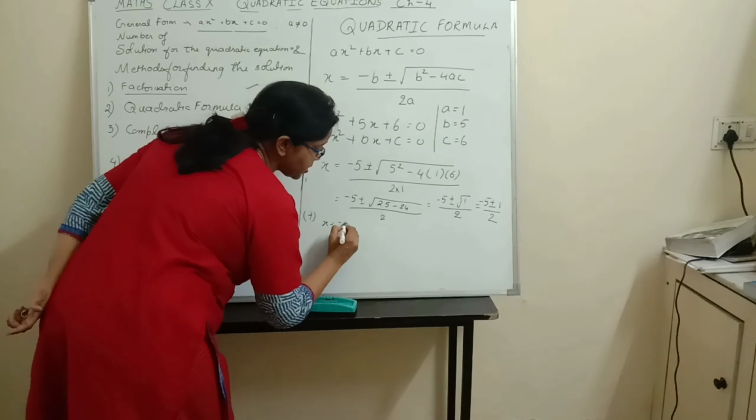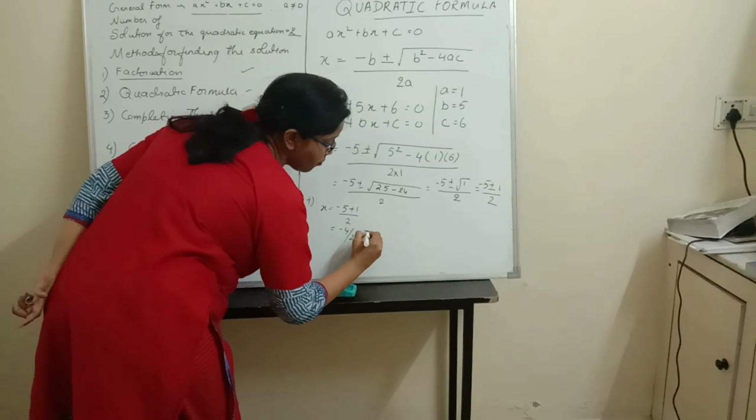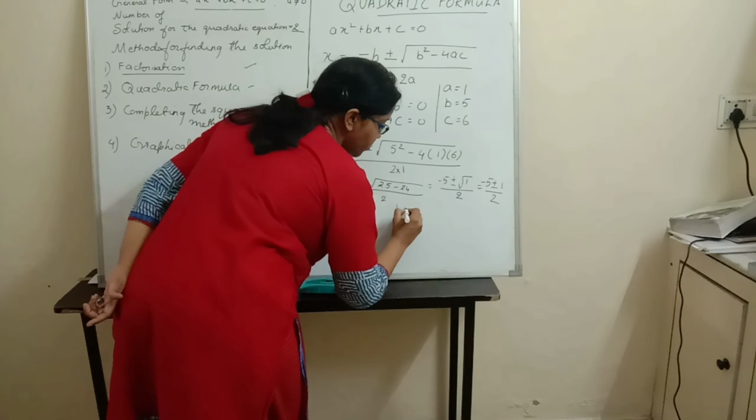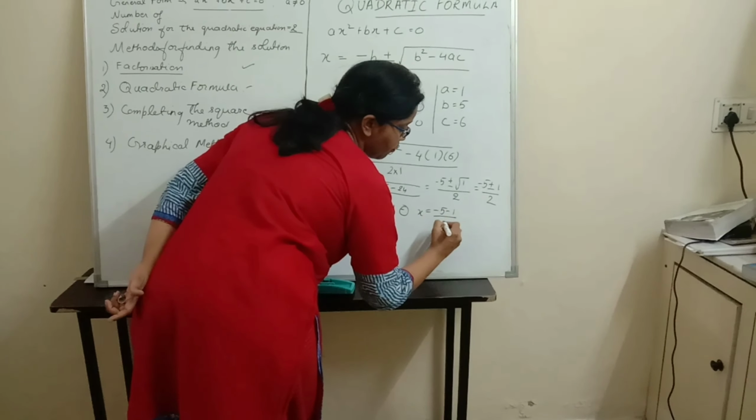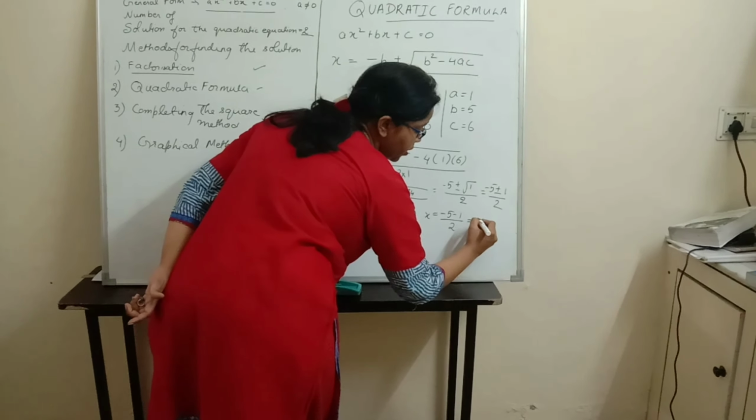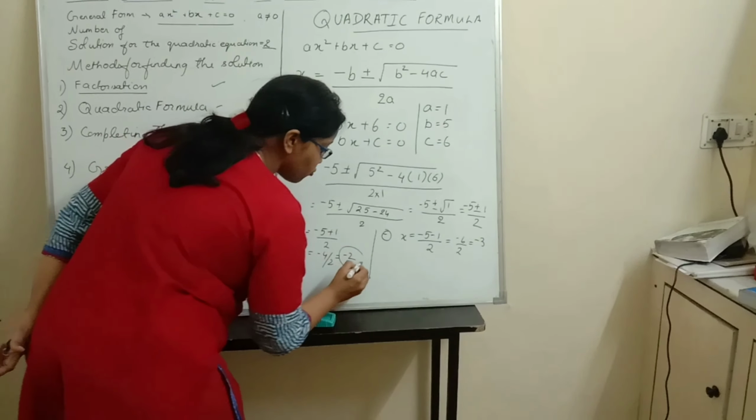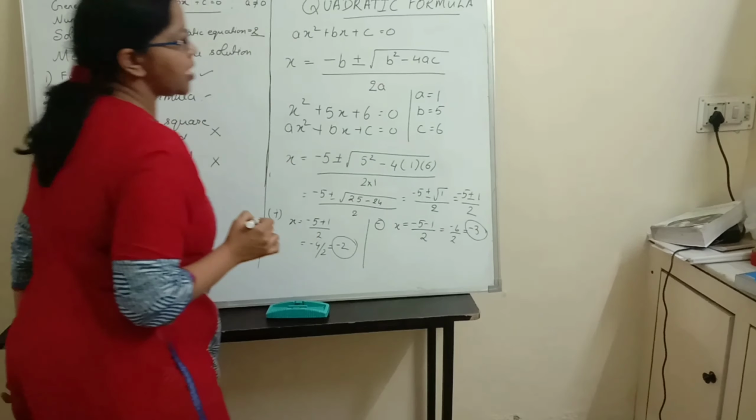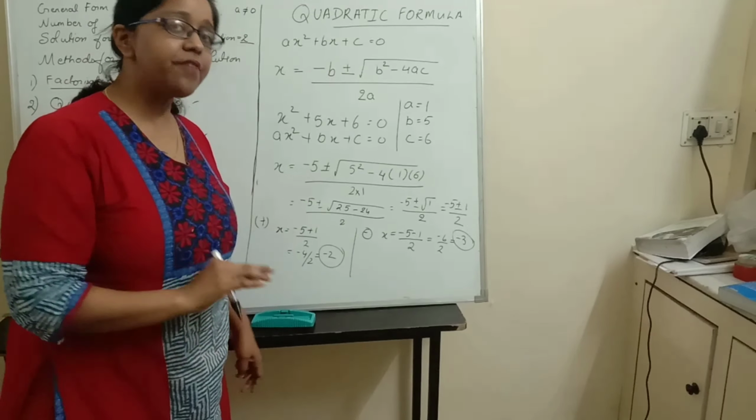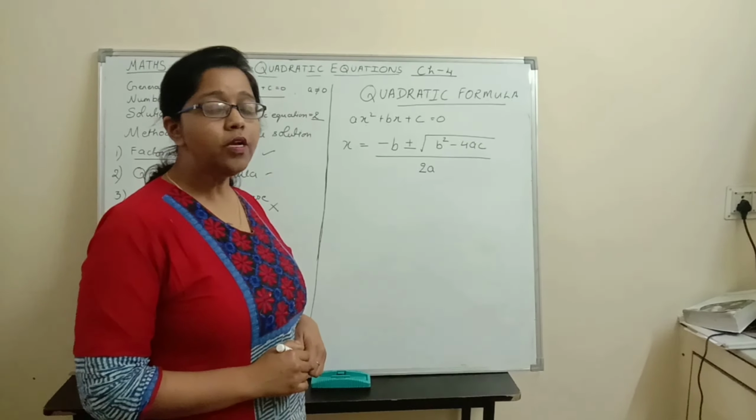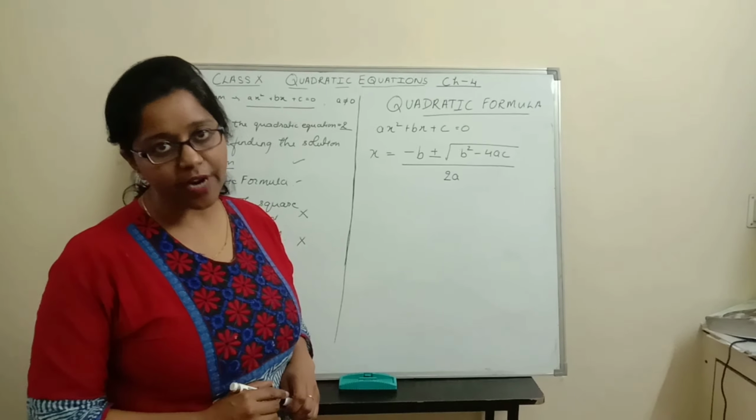x is equal to minus 5 plus 1 upon 2. It will become minus 4 upon 2. It will give you minus 2. Second one, x is equal to minus 5 minus 1 upon 2. Here it will give you what? Minus 6 upon 2. It will give you minus 3. So minus 2 and minus 3, these are the two zeros. You got the same values in the previous question also.